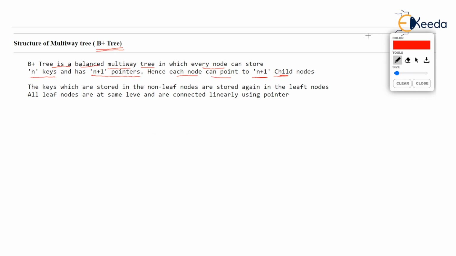So B plus tree is same as B tree, except for a few differences. The very simple difference that you can initially, to begin with, you can see is that all the leaf nodes are at same level. Oh, I am so sorry for this spelling mistake. All leaf nodes are at same level. So in B tree also all leaf nodes are at same level. In B plus also leaf nodes are at same level, but the leaf nodes are connected linearly or sequentially using a pointer. So you can just imagine if you have some sort of multiway tree.